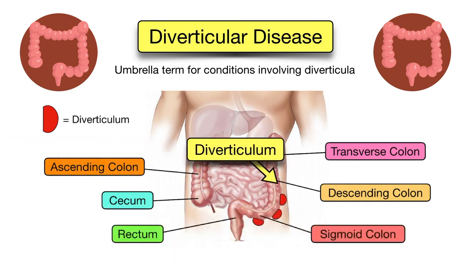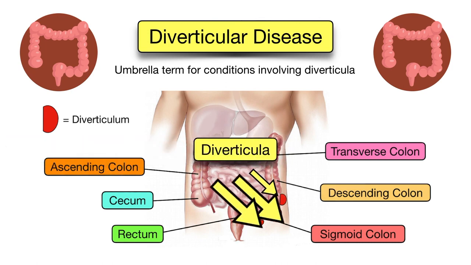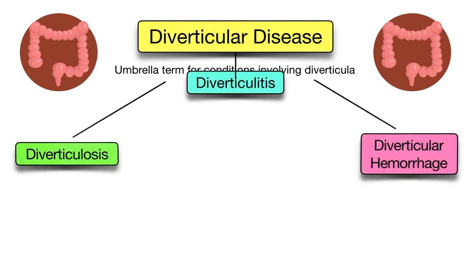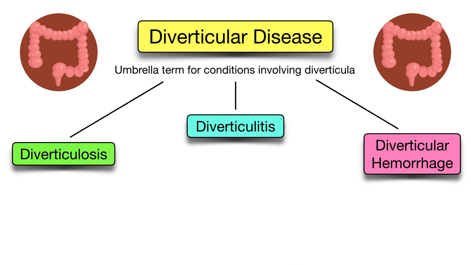The term diverticulum typically refers to an outpouching along the wall of the GI tract, most commonly the colon or large intestine. The term diverticula is the plural of diverticulum and is used to describe more than one outpouching or multiple outpouchings. So as we said before, diverticular disease is the umbrella term for conditions involving the presence or formation of diverticula, which are these outpouchings in the colon. Examples of diverticular disease include diverticulosis, diverticulitis, and diverticular hemorrhage.